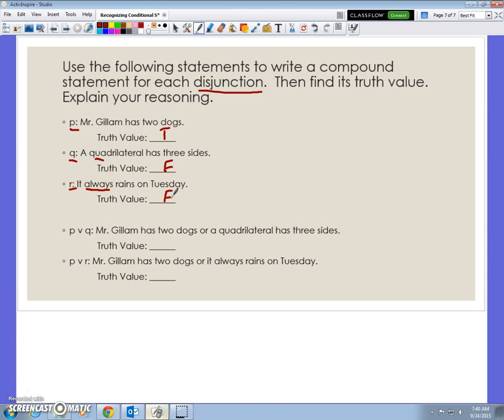If I compare statements P and Q with an or, P or Q, that means it can only be true if P is true or Q is true. Now, my P statement, Mr. Gillen has 2 dogs, that is true. Or a quadrilateral has 3 sides, that is false, but as long as one or the other is true, we can say it is a true statement. P or R, once again, Mr. Gillen has 2 dogs, right away I know that statement is true, or it always rains on Tuesday, even though that's false, because this is an or statement, one or the other will make it true.